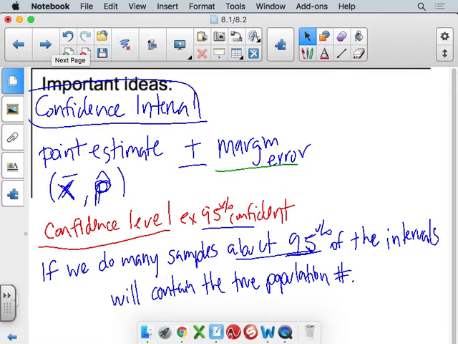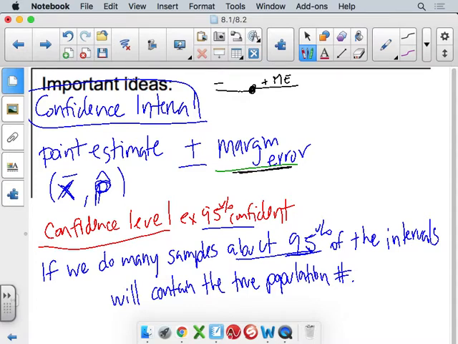Alright, and then the last thing that we talked about was our interval size. Our interval is made by the margin of error. We had a point estimate plus or minus a margin of error. So plus margin of error, minus margin of error. So how do you make the interval bigger or smaller? If my confidence goes up, what happens to my margin of error?